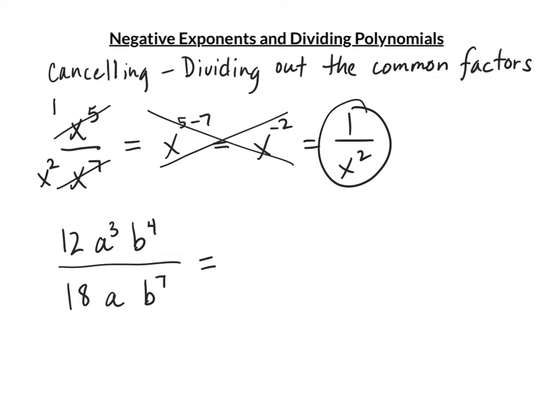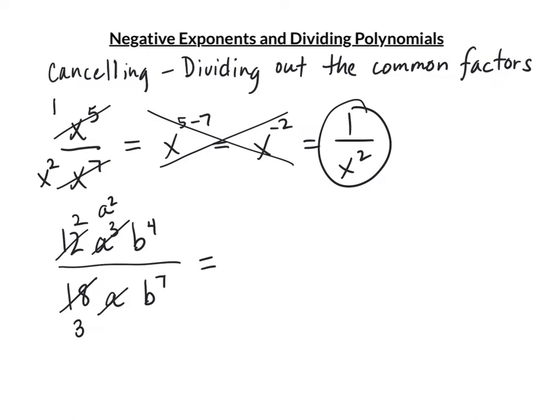Apply that to this next one. Divide out the common factors. 12 and 18 are both divisible by 6. Divide by 6, you get 2. Divide by 6, you get 3. Both a cubed and a have an a in common, a single a. I'll cancel 1 here and 1 here. There were 3 above, so there's some left above. There are going to be 2 left.